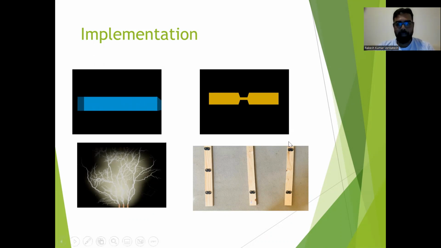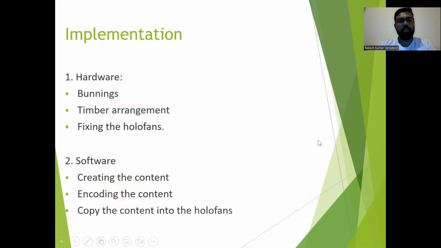Coming to implementation, what I have done individually. For the hardware, in the planning phase we divided the project into hardware and software parts. For hardware we require timber, screws, nuts, a hammer, nails and similar items. I went to Bunnings and bought all those things. For the timber arrangement, we arranged the timber so that we can fix three holofans on each timber. Our concept is to create nine holofans and display the content on the nine holofans. This is the hardware part.